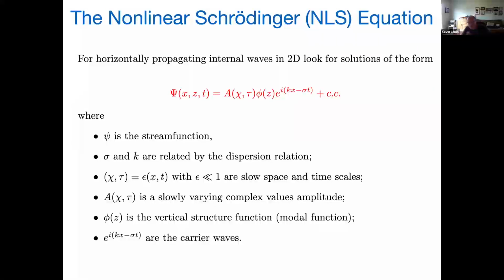Okay, I'll just finish up with a few things about the NLS equation. Again, most of you are aware of how this works. So now I'm going to look for solutions. Here's my stream function. I'm going to look for solutions in the form of some oscillations, my carrier waves with wave number k and frequency sigma. I've got some vertical structure function, which would be the same as it was before. And I've got a slowly varying amplitude, varying slowly in space and time.